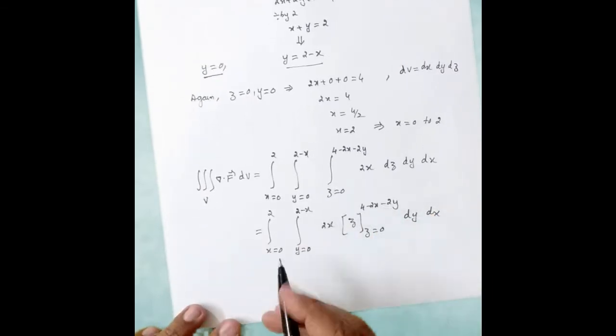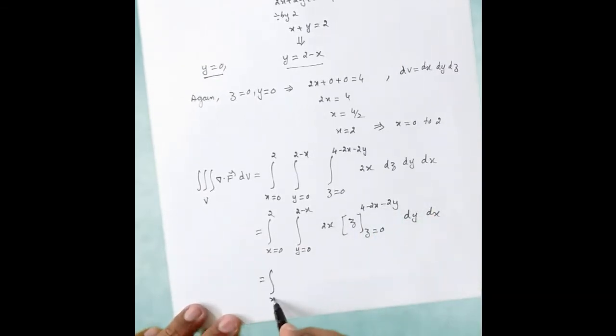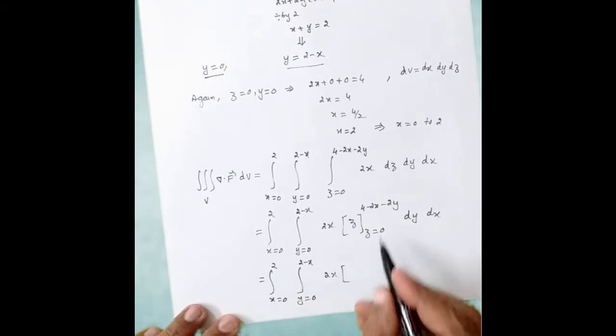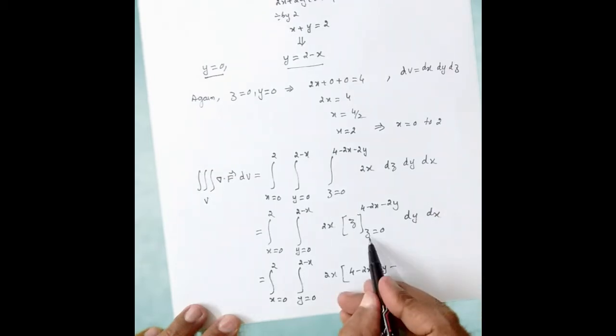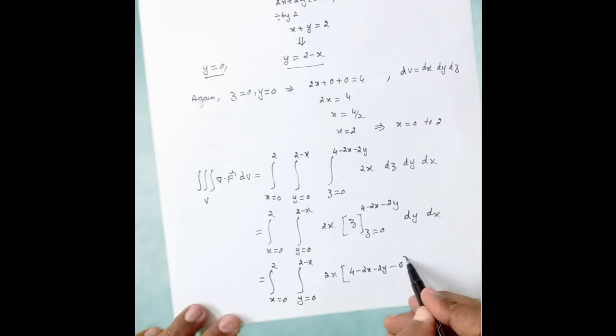Let us apply the limits over here. So this is integral x is equals to 0 to 2. This is integral y is equals to 0 to 2 minus of x. This is 2x as it is. Apply the upper limit value for z. It is 4 minus 2x minus of 2y. Minus lower limit value for z is 0. Times of what you have? Times of dy and dx you have.